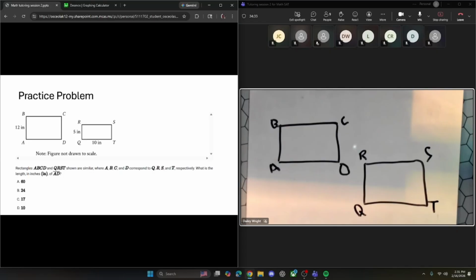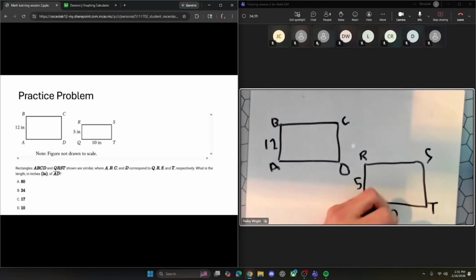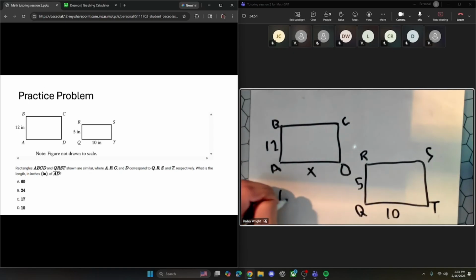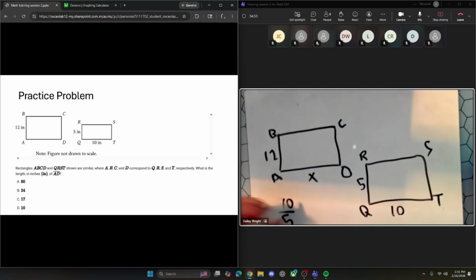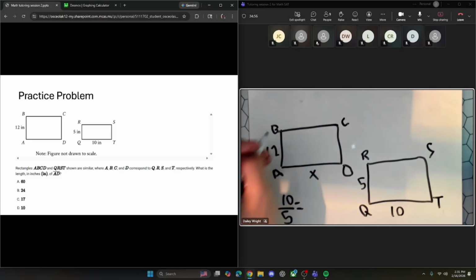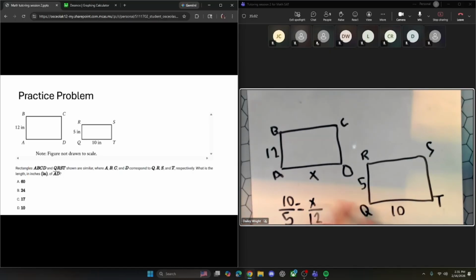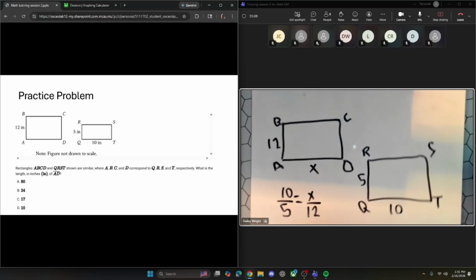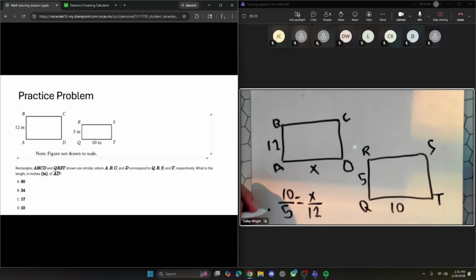So it's given that these rectangles are similar, which means their sides are going to be proportional. They want you to find AD, so set AD to a variable such as X. So now we would put QT over QR as 10 over 5. And then we would equal it to AD over AB, which would be X over 12. This is the proportional side lengths thing again, because similar shapes have proportional side lengths. Once you know that, you can set up an equation to solve for X.